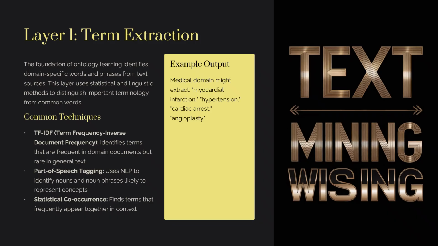For example, if we analyze medical documents, the system might extract important terms such as hypertension, cardiac arrest, and angiopathy. These extracted terms form the foundation upon which the ontology will be built. Once these important terms are identified, we determine whether some of these terms represent the same concept using different words. Now let's go to synonym detection, which is the second layer.